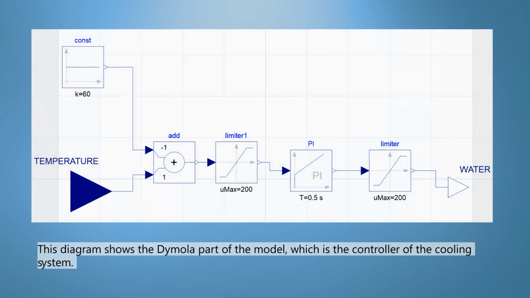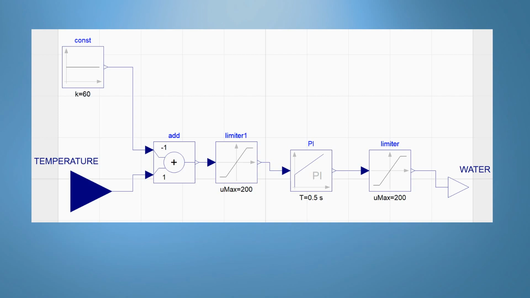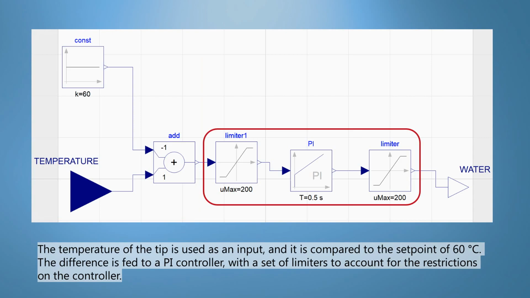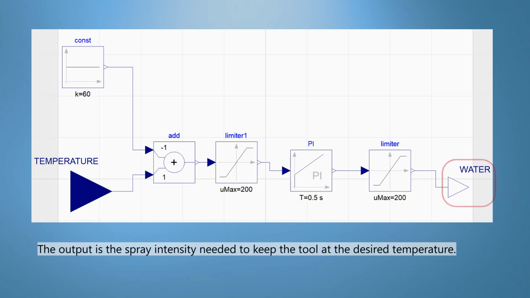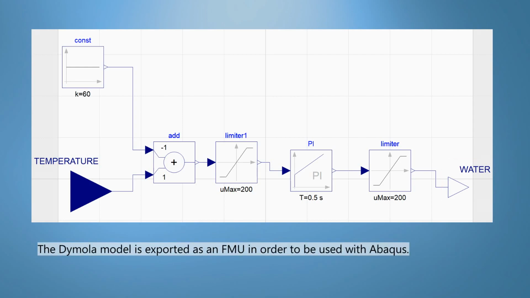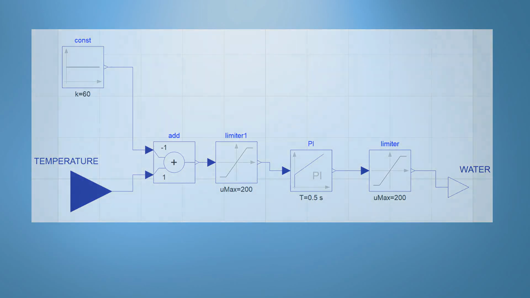This diagram shows the Dymola part of the model, which is the controller of the cooling system. The temperature of the tip is used as an input, and it is compared to the set point of 60 degrees Celsius. The difference is fed to a PI controller, with a set of limiters to account for the restrictions on the controller. The output is the spray intensity needed to keep the tool at the desired temperature. The Dymola model is exported as an FMU, in order to be used with Abaqus.